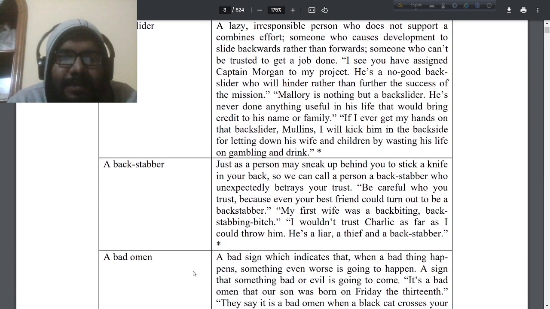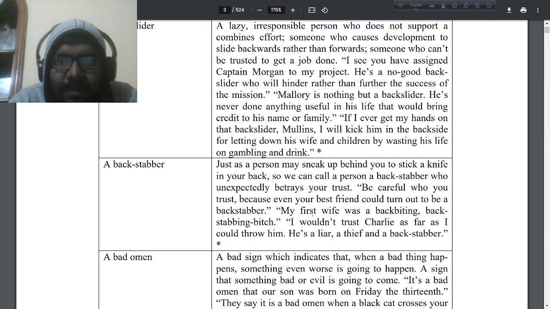Another one is backstabber. A backstabber is a person who stabs, as we often hear. It is mostly done by a snatcher who comes behind you and holds something, and if you don't give him the money he wants, he will stab you behind the back. A backstabber is often described as a person who is very close to you, but later betrays you. That kind of person is known as a backstabber. Just as a person may sneak up behind and stick a knife in your back, so the other one is someone who is betraying you.